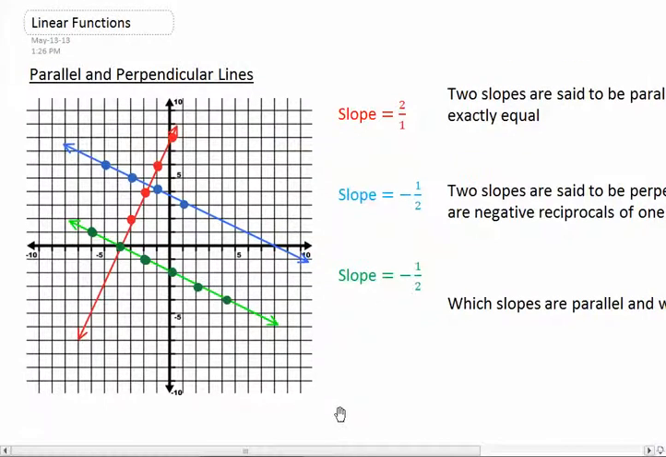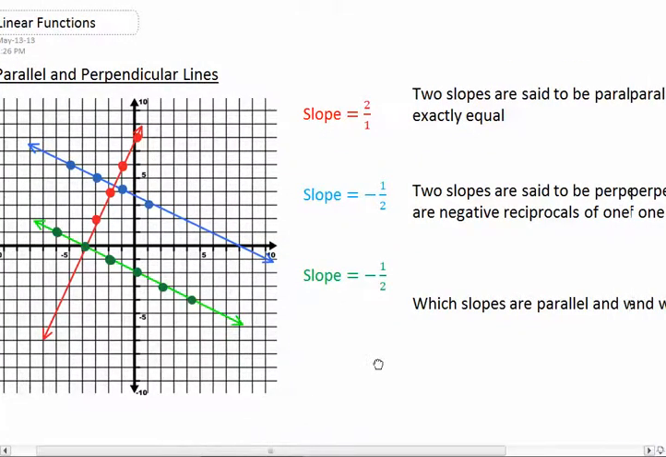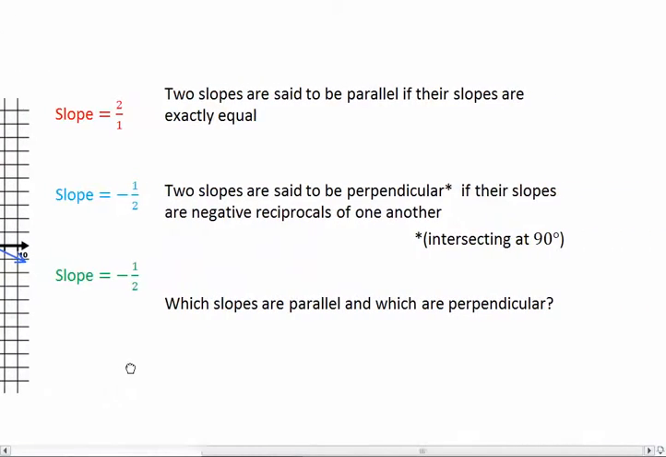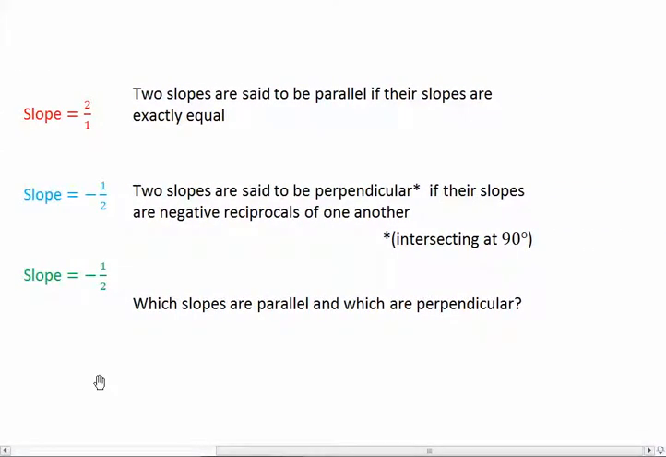So we're taking a look at parallel and perpendicular lines. Here, we're going to go through a little bit of definition first. Two slopes are said to be parallel if their slopes are exactly equal. So if two slopes are exactly the same, they're said to be parallel.